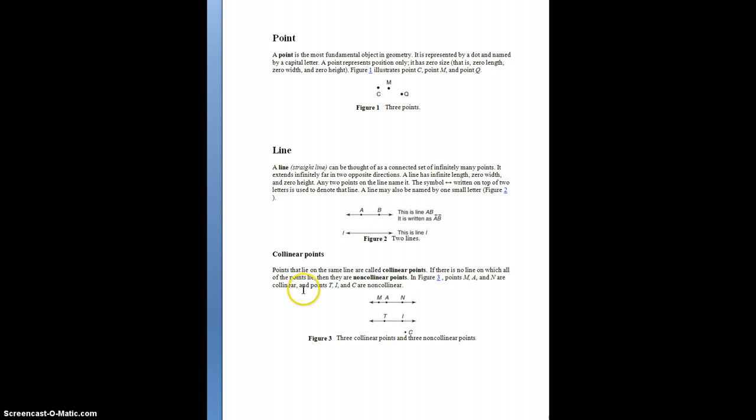Once we have lines and points, we can talk about whether the points are collinear or non-collinear. Collinear means the points lie in a line, such as points M, A, and N, shown here in figure 3. Those are collinear points. Points T, I, C are non-collinear because the 3 points do not lie in a line. If I was to ask, are A and T collinear, the answer is yes, because any 2 points are collinear. But if I say T, A, and N, obviously those 3 points are non-collinear.